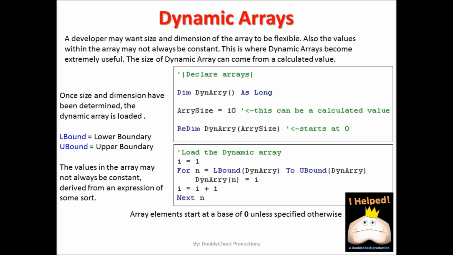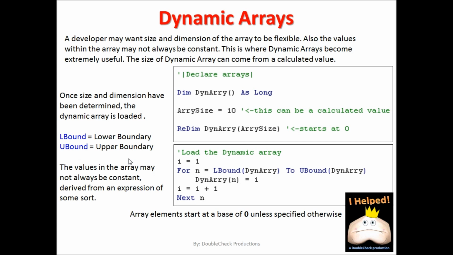Now, depending on what your Option Base is set at, and again, that's going to be the notation at the top of a module, it's going to be a compiler note. If you have your Option Base set at 0, or you have no Option Base set, it's going to be 0, and that's going to be our default lower boundary. If you have it set at 1, then the lower boundary is going to be 1. So you also need to take that into account whenever you're creating a dynamic array.